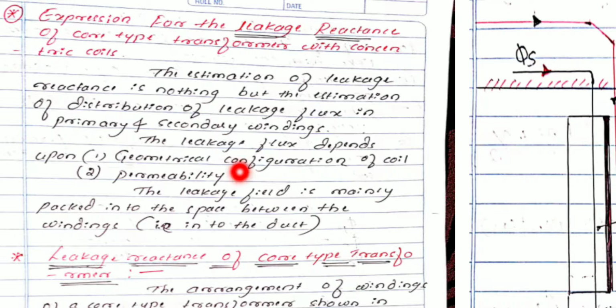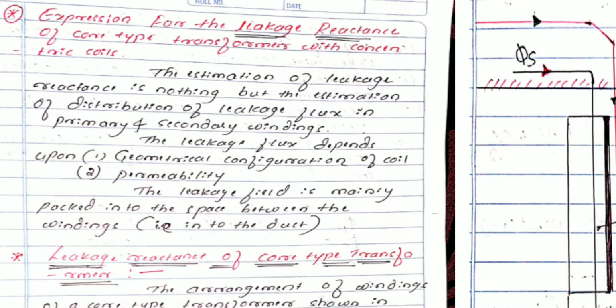So basically the leakage flux depends upon two factors. First one is the geometrical configuration of the coils, that is, the primary as well as the secondary coils. And the second point is the permeability, which is nothing but the ability to conduct the flux flow. So these are the two factors that govern the leakage flux. Getting my point? So I hope the basic things are clear here.